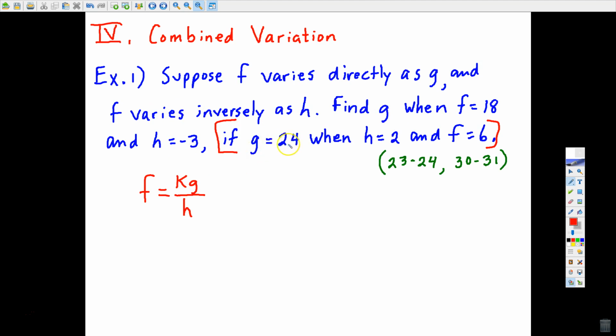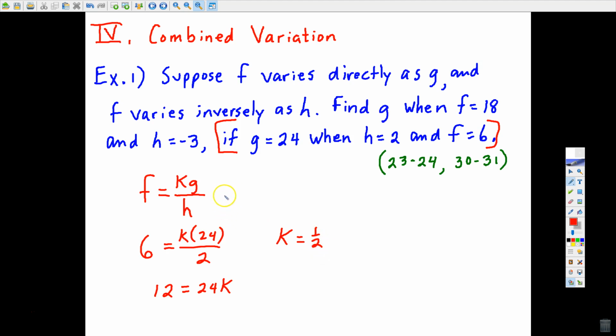So let's plug in everything we know. G is 24, h is 2, and f is 6. Alright, so we've replaced everything in our function except for k. And now we're going to solve for k. Alright, I'm going to multiply by 2 on both sides. I'm going to divide by 24 on both sides, and that gives me k is 1/2.